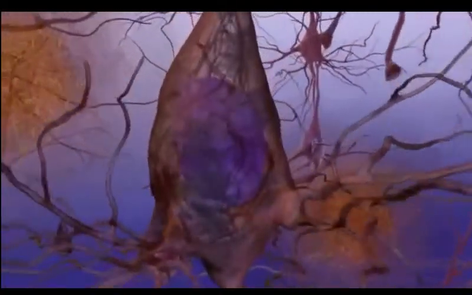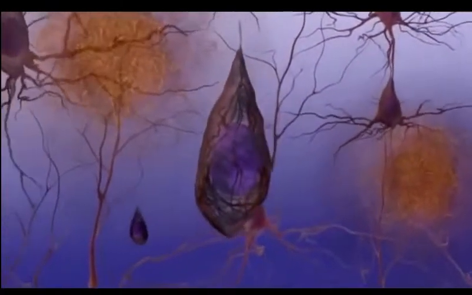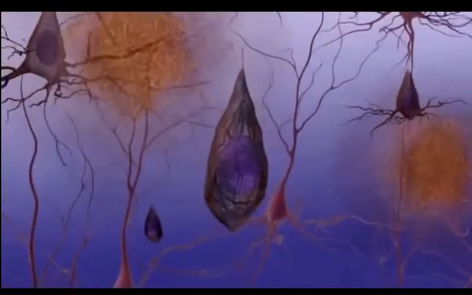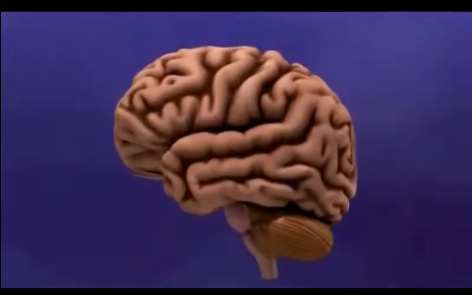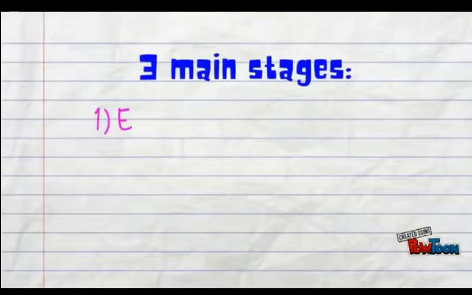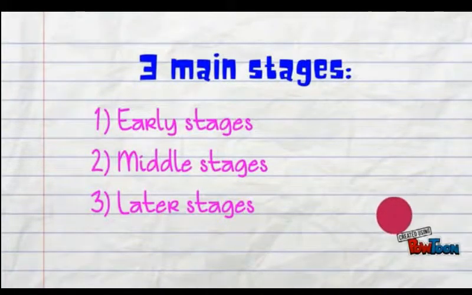Neurons in certain brain regions disconnect from each other and eventually die, causing memory loss. As these processes continue, the brain shrinks and loses function. What are the symptoms of Alzheimer's? There are three main stages. There are early stages, middle stages and later stages.